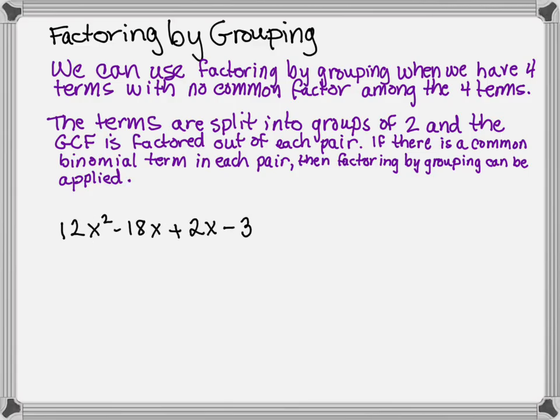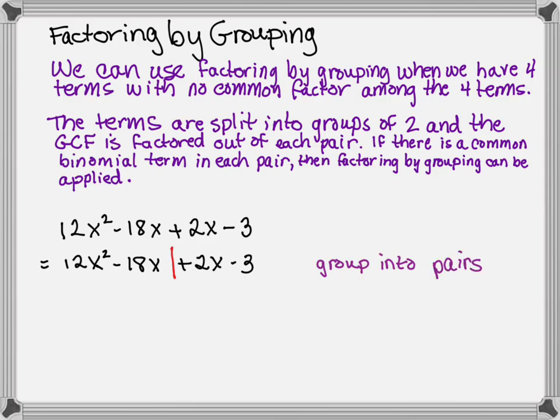So for example, 12x squared minus 18x plus 2x minus 3. If we look at those four terms, we have no greatest common factor of all four of them. So the first thing we want to do is split the four terms into two pairs of terms. So I've got two terms and two terms. So group them into pairs.